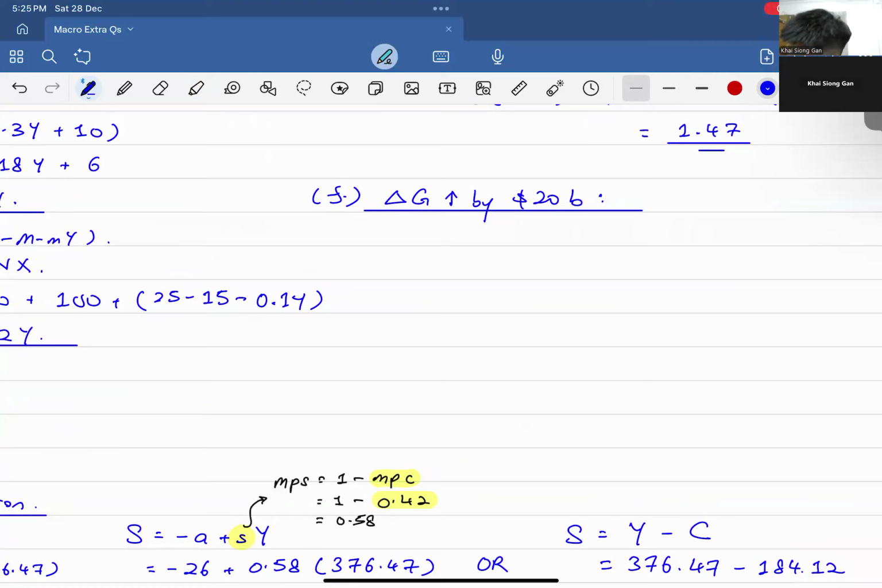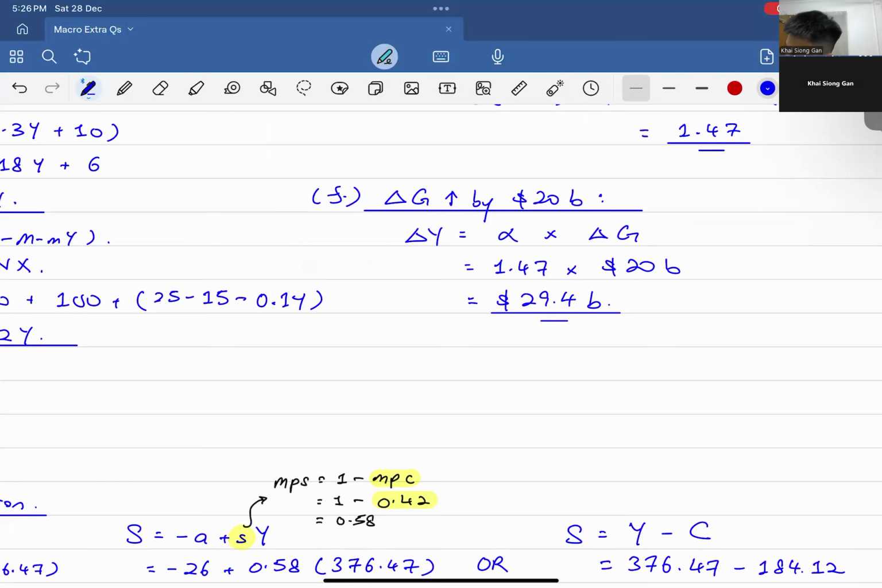One of the methods is, first you calculate the change in output. The change in output equals the multiplier times the change in government spending. The multiplier is 1.47, and government spending increased by 20 billion. So the change in output is 20 times 1.47, which is 29.4 billion. So output will increase by 29.4 billion.